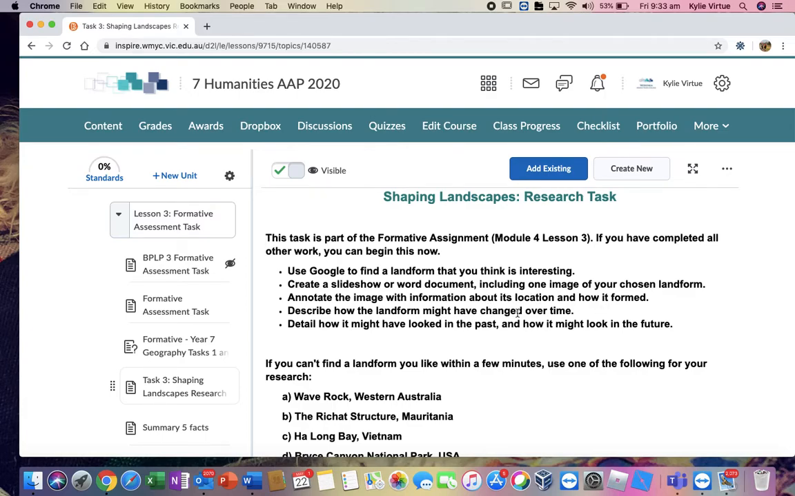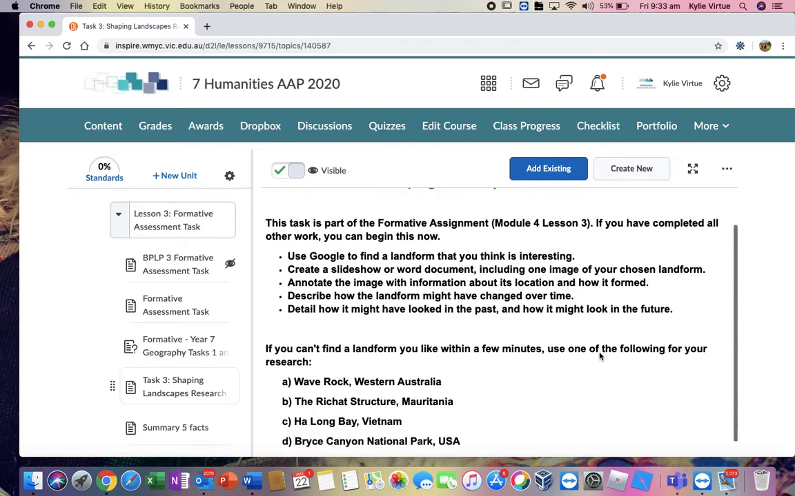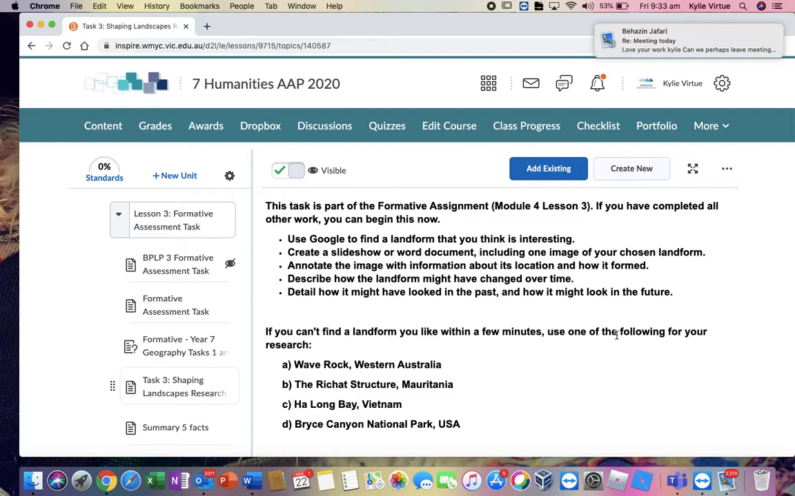Describe how the landform might have changed over time, and that's where you're going to be looking at erosion and weathering and, you know, the tectonic plates and how it formed in the first place. Detail how it might have looked in the past and how it might look in the future. That could actually be quite interesting and funny, I think, if you were to fast forward a million years. If you can't find a landform you would like within a few minutes, use one of the following from your research: Wave Rock, Western Australia, the Richat structure in Mauritania, Halong Bay in Vietnam, Bryce Canyon National Park, USA. So there are just some examples you might be interested in.